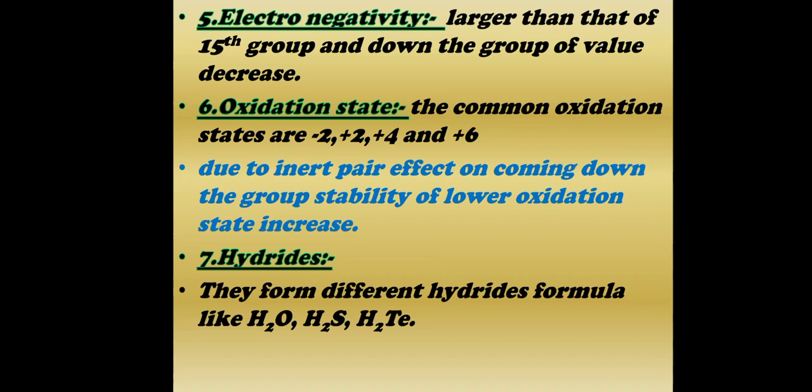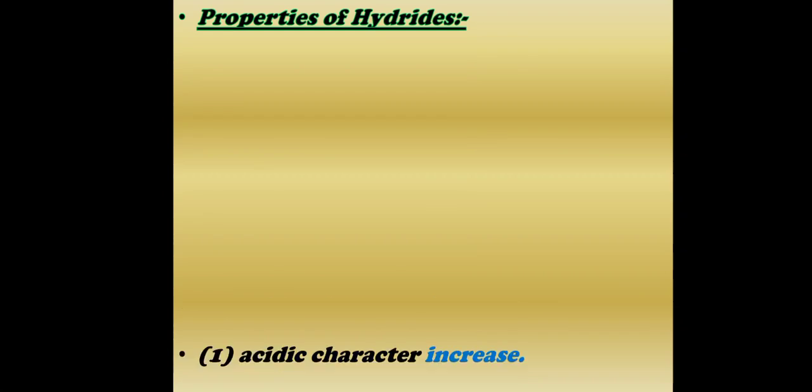Pass on to the hydrides. That means on reacting with hydrogen, the 16th group elements form what type of compounds? They form H2E type. E is the element. You can see H2O, H2S, H2E. That means water, hydrogen sulfide and so on.